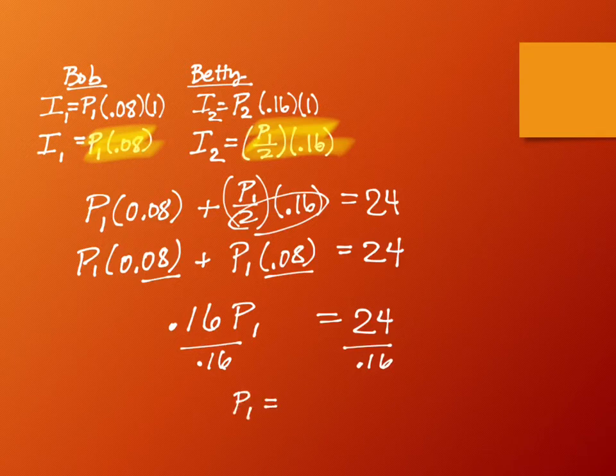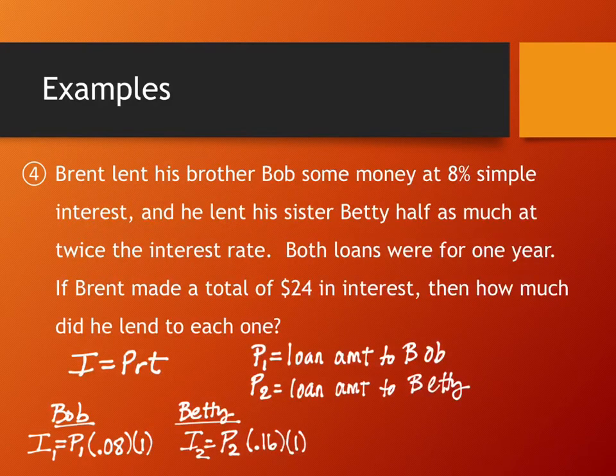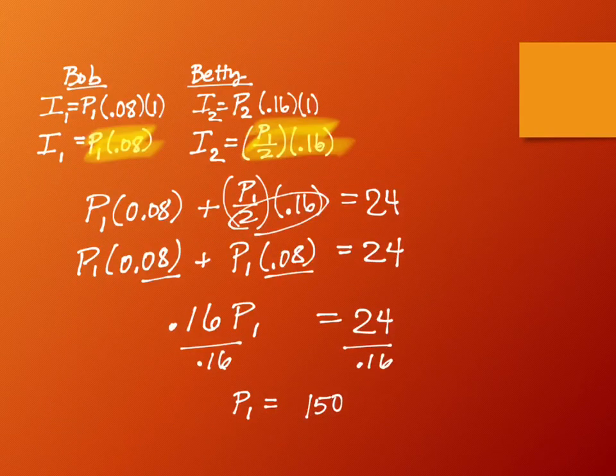So P1 is actually 150. That's the solving of all my equations that I created. Let's go back and read the question that we were asked. How much did he lend to each sibling? So P1 is how much he lent. Who? That's Bob. So Bob received 150, and we want the units on there, so dollars.